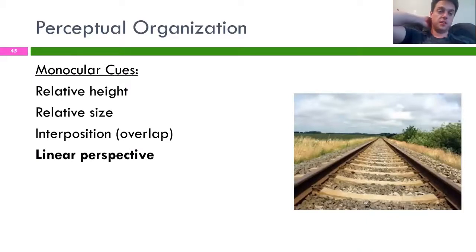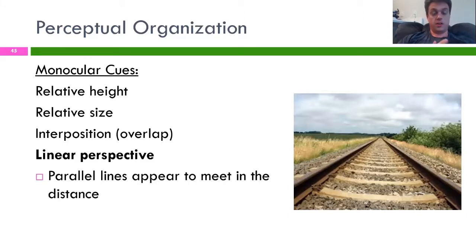And another one is going to be linear perspective. So by this, we know that lines that converge, or parallel lines that appear to meet in the distance, also signify depth. So if you see a train track and the tracks look like they're converging in the distance just by being parallel, this is another cue to depth, right?